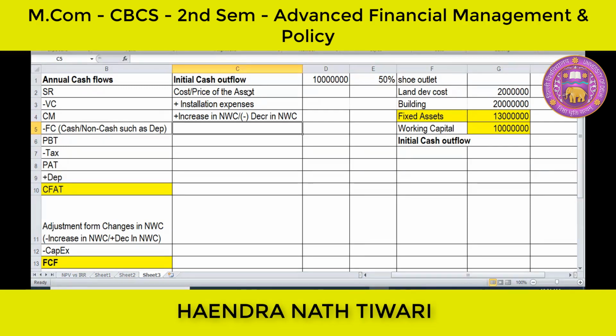Now, there is a possibility that you already had a machine and you are going for replacement. So if you are going for replacement, then the old machine will be sold off. So you will be getting some cash inflow as a sales price of old machine. And that machine is getting sold because you are taking this decision to invest.